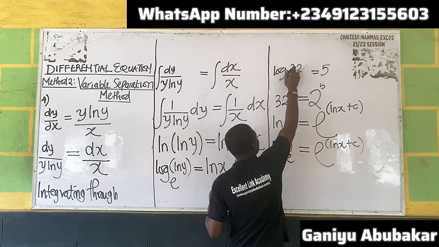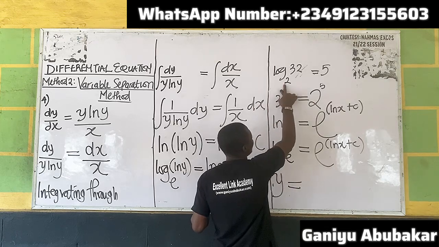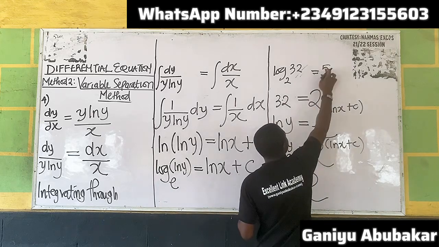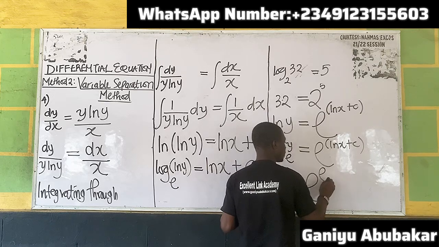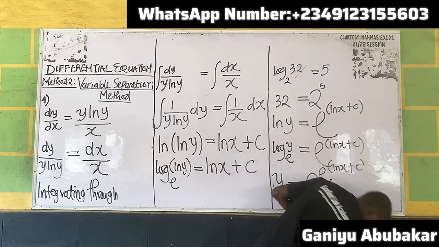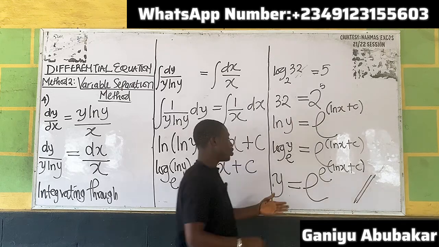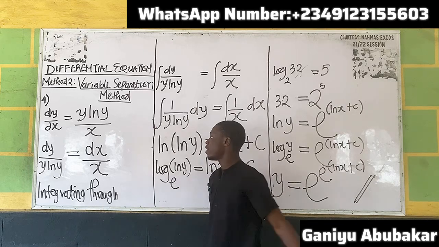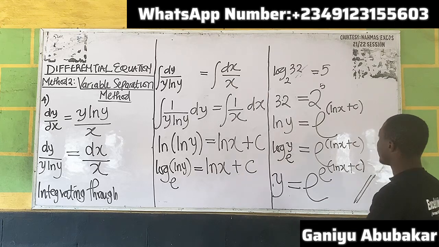I apply this idea. 32 comes out first. So y comes out first, equals this small one becomes a big one here. Then this 5 here becomes the power. So it means this one here becomes the power. That gives you exponential into ln x plus c. Plus c. All right. This is the required solution for this differential equation. So that I solve this particular question.